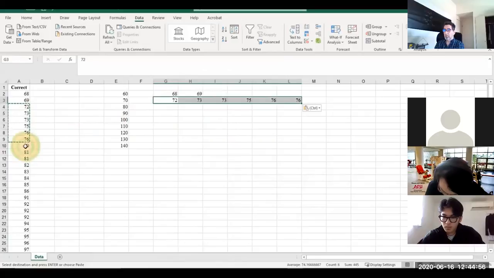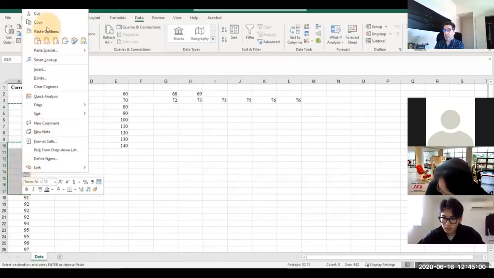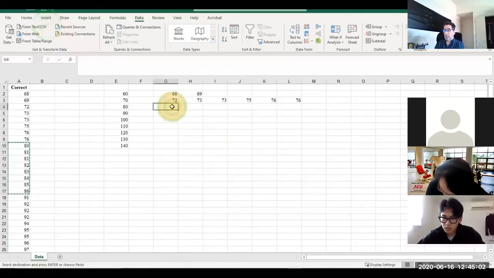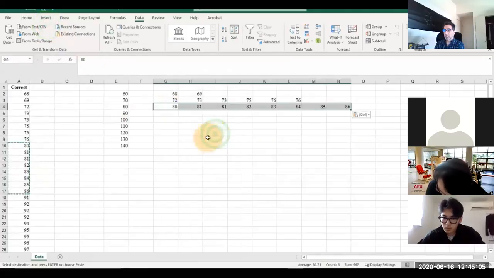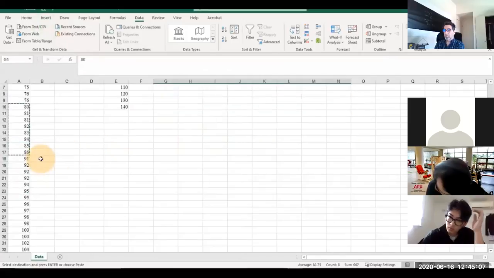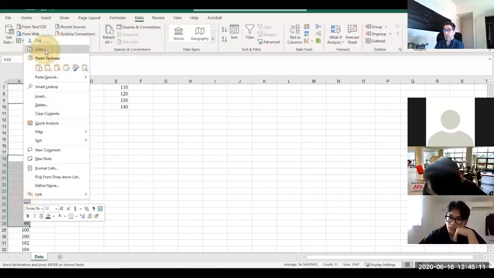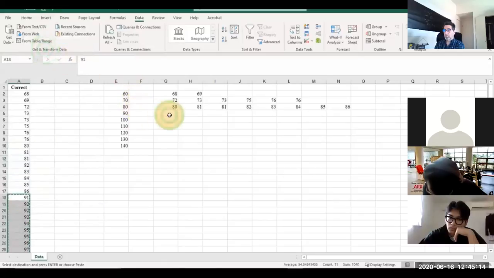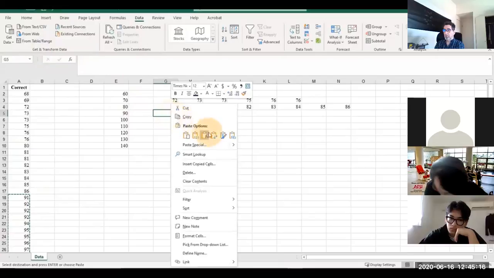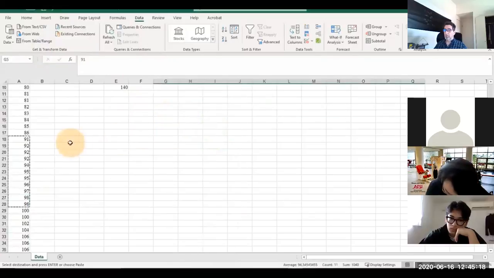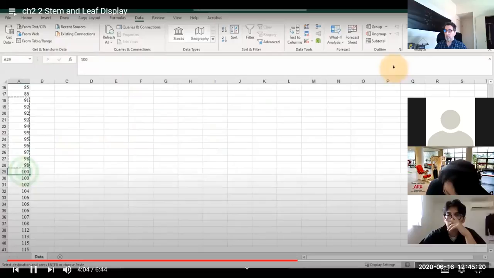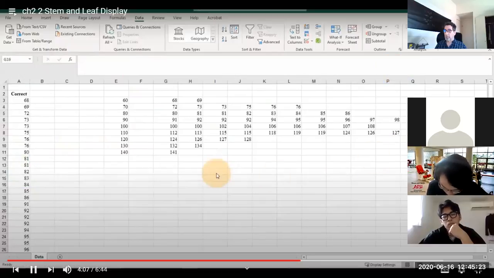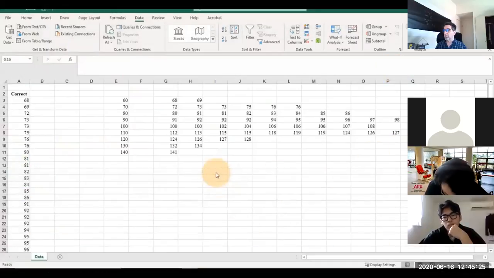And then I can take the 80s, do the same thing, copy, paste transpose, like that. 90s, copy, transpose, like that. Okay, I finished it. So you can see what I did, and you can see the result.